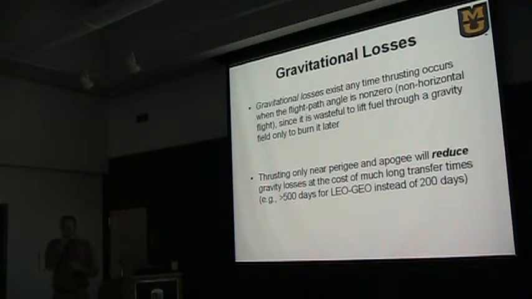Gravitational losses occur when I have to raise the satellite through the gravity field, and anytime I do that, when the satellite is not moving horizontally with respect to the gravitational field, that's a gravitational loss. One way to get around that is to only turn the engine on when the velocity vector is perpendicular to gravity. But that wastes time, to wait for when that geometry occurs.